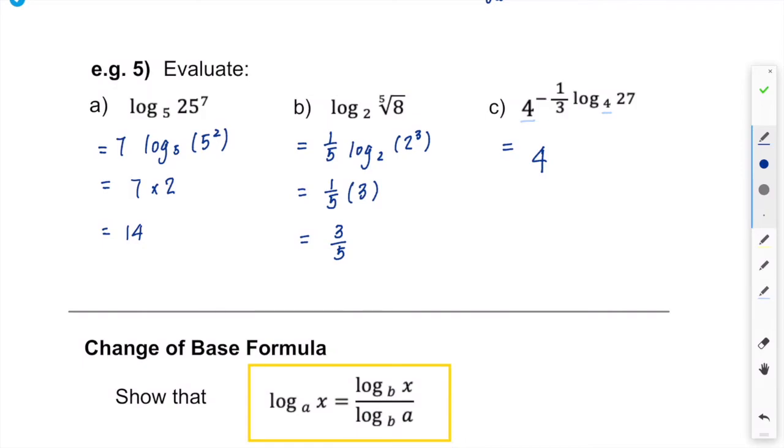And instead of multiplying the log by -1/3, I'm going to use that as the exponent of 27. And I know that 27 to the power of -1/3 is really 1 over the cube root of 27. So this is 1 over 3. So now this form matches with what we are familiar with. 4 to the power of log of the same base is just that number itself.